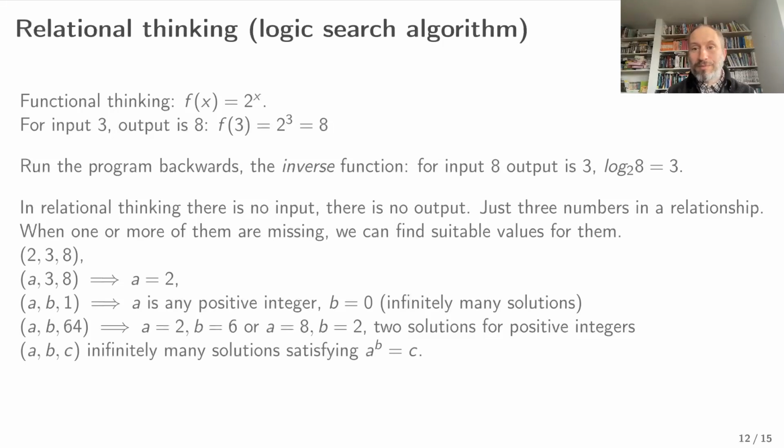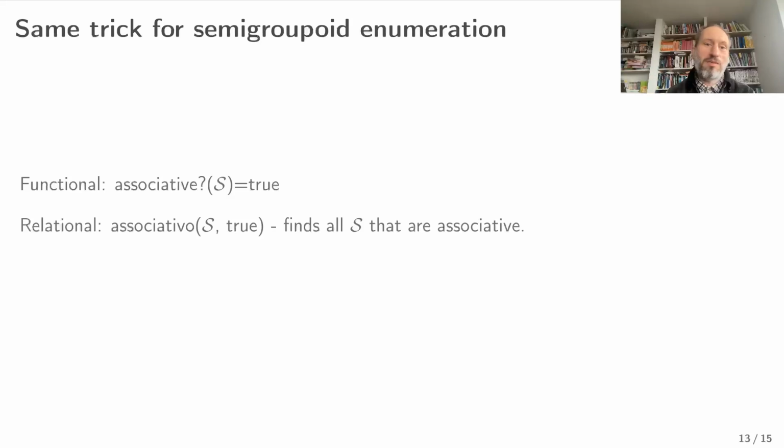So how did we use that? It's the same trick for semigroupoid enumeration. The functional thinking is: what's the input? The input is the composition table, and you can write a very simple program to check whether the table is associative or not. But in relational thinking, we say that the output value is true, and now we want to have all the inputs, so all the composition tables that are associative. To oversimplify the story, that's sort of what we did.